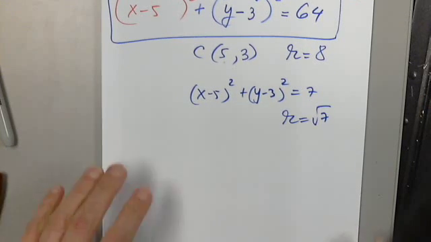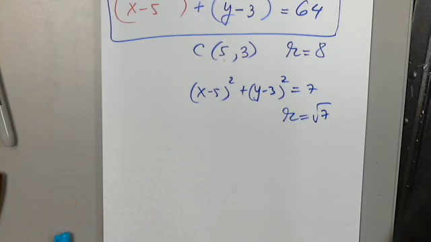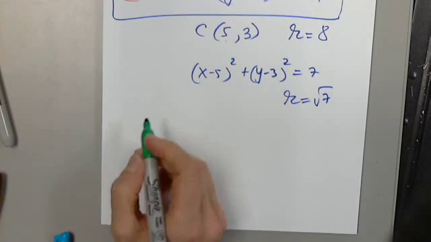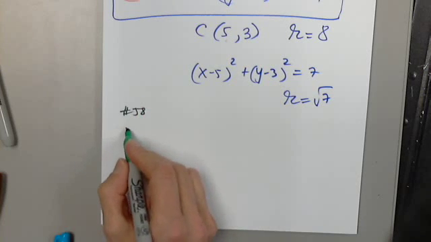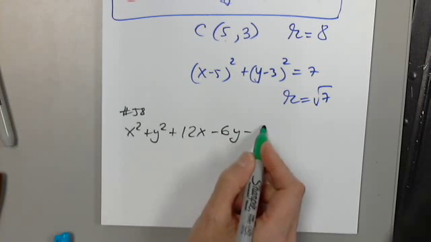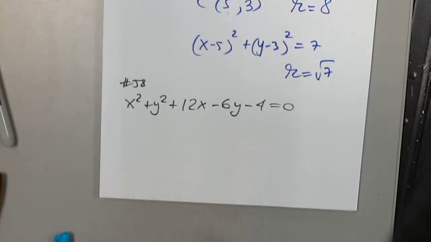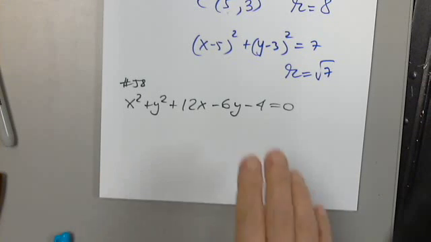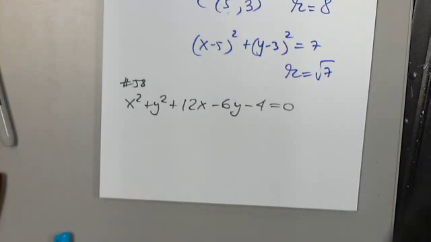Any questions on this? Okay, so let's take a look. Let's say number 58: x squared plus y squared plus 12x minus 6y minus 4 equals 0. Is this the equation of a circle? The answer is I have no clue. I don't know. But if I manage to present it like this, then it's a circle. If I can't, then it's not a circle.